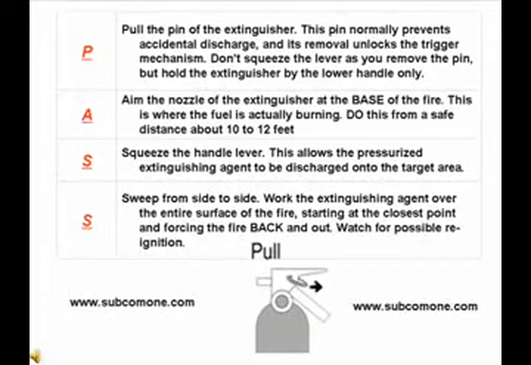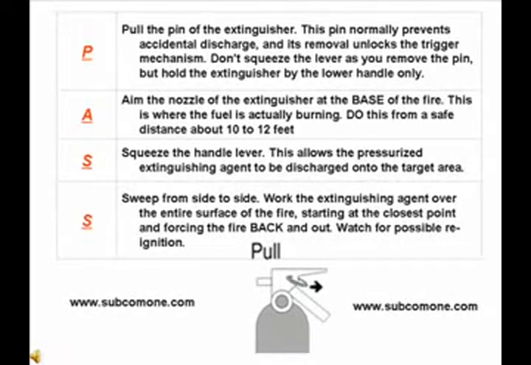The PASS technique. P. Pull the pin of the extinguisher. The pin normally prevents accidental discharge and it removes and unlocks the triggering mechanism. Don't squeeze the lever as you remove the pin, but instead hold the extinguisher by the lower handle. This will allow you to pull the pin out easily.